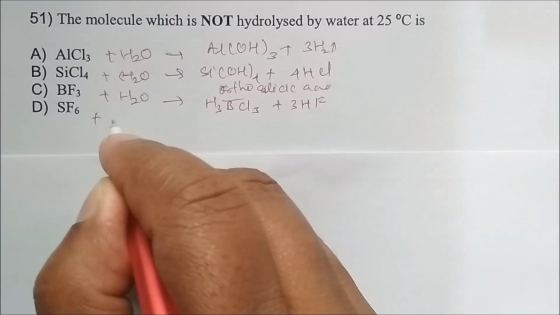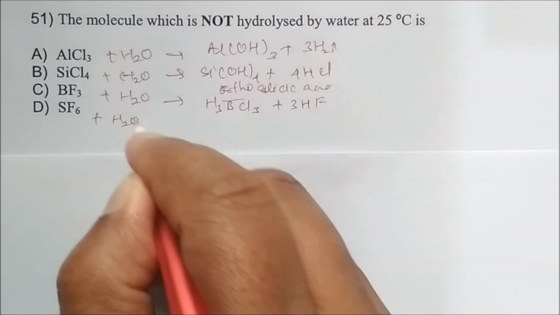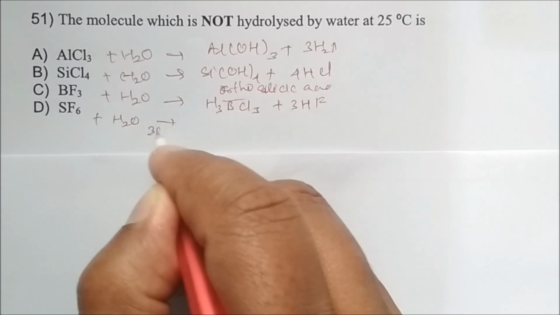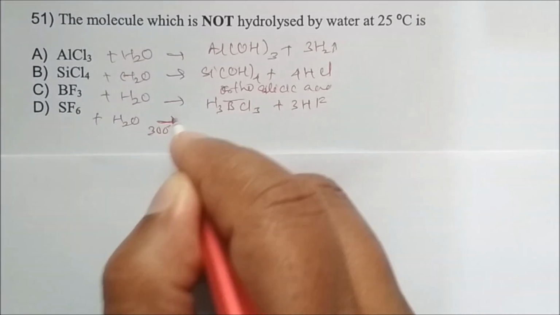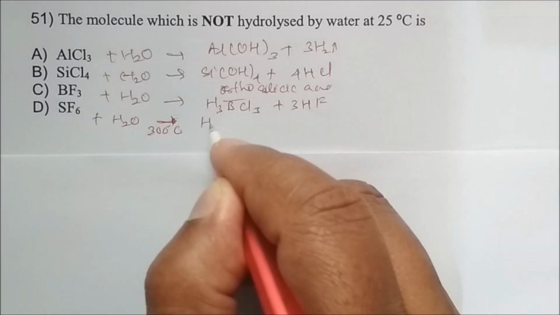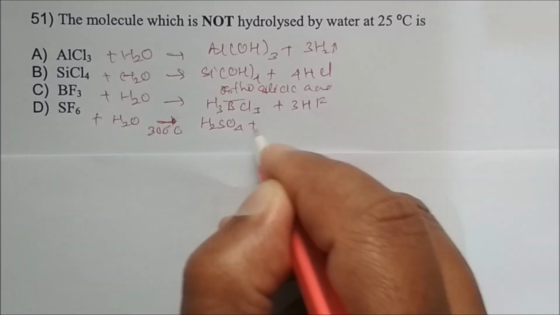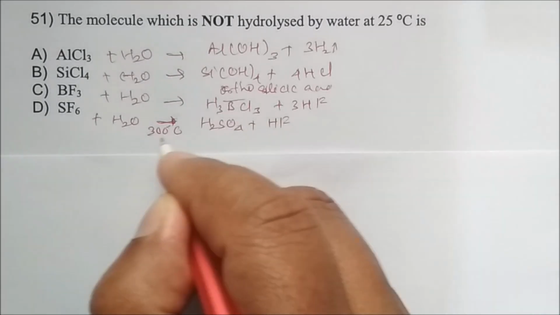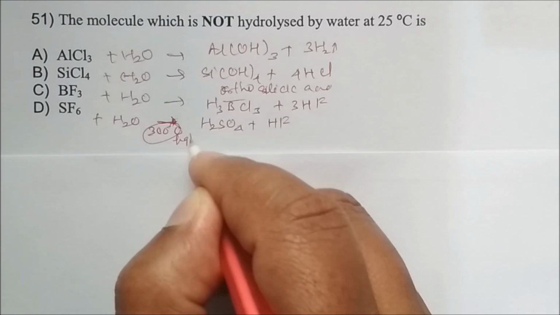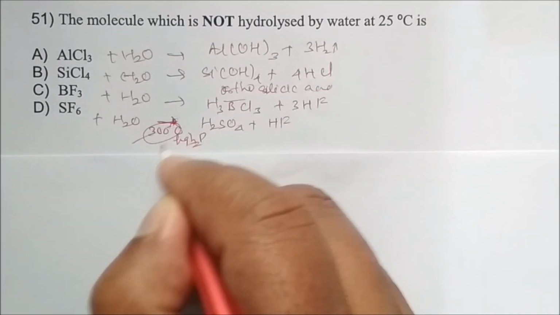Even SF6 also reacts with water, but we require very high temperature. The temperature is 300 degrees centigrade. At this temperature, it will convert into H2SO4 plus HF. And simultaneously we also require high pressure, high temperature, high pressure.